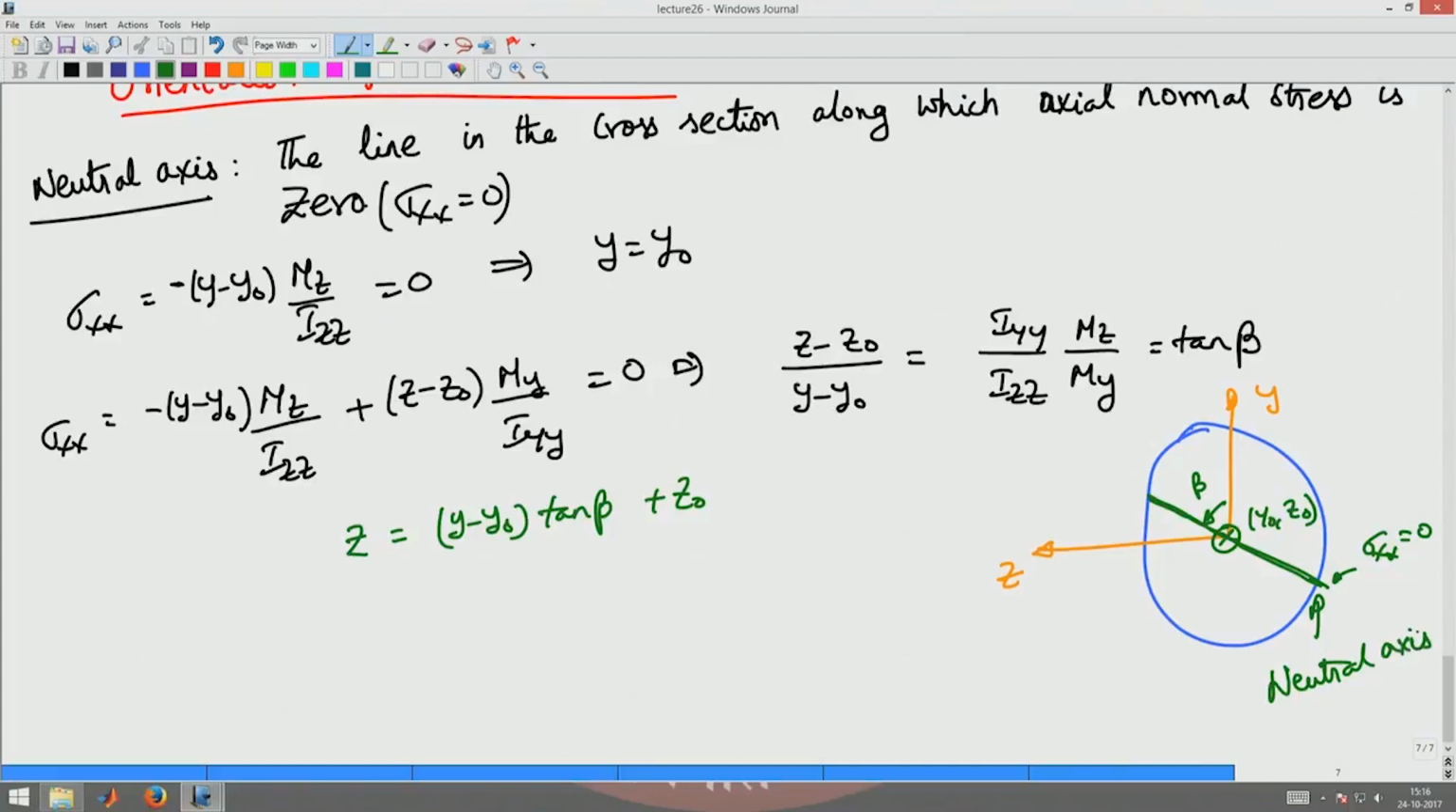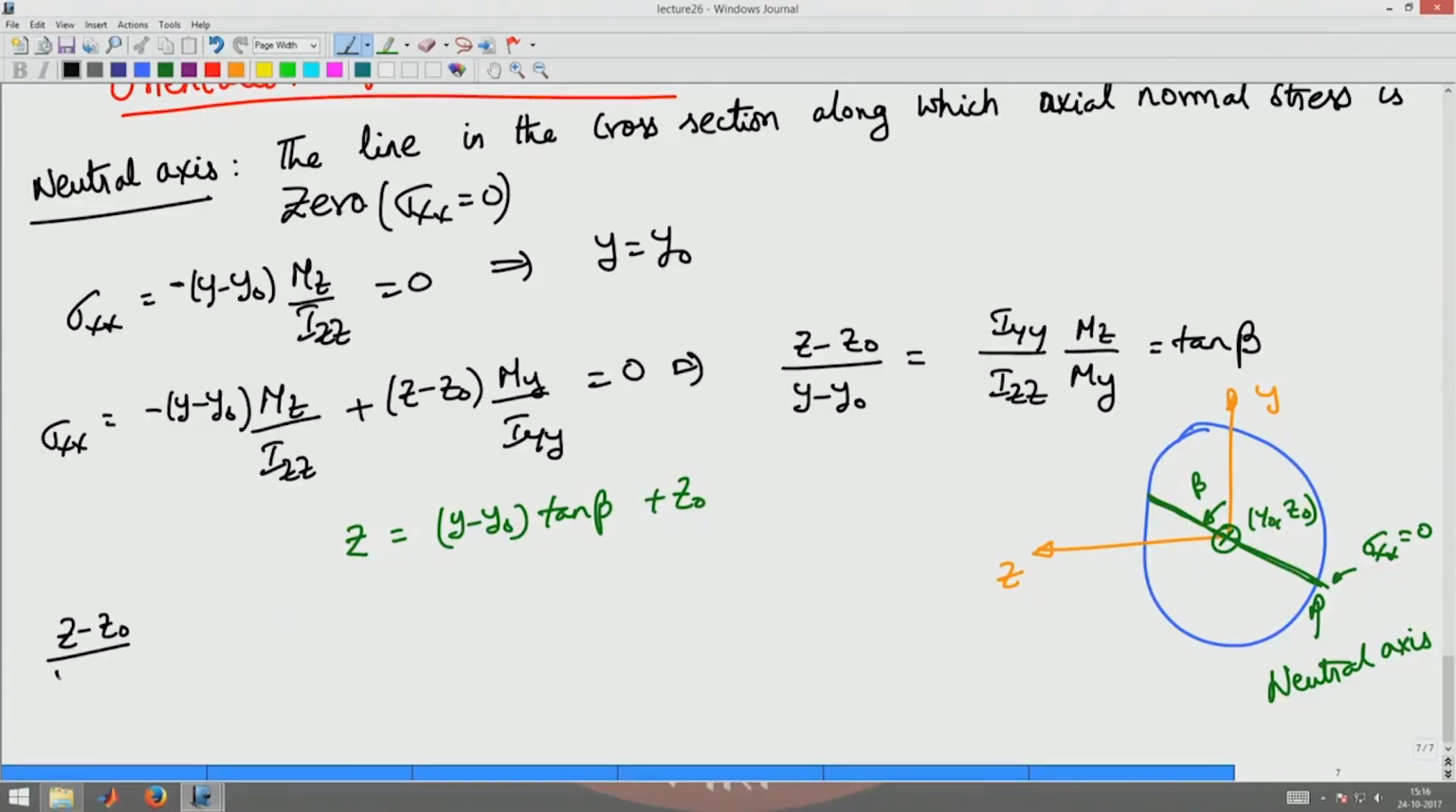Unlike the shear center, unlike the center of the cross section, the neutral axis depends upon the loading. It depends upon the bending moments My and Mz in the cross section, so the orientation of the neutral axis will change with the loading. This is the important point to be noted: the neutral axis is not a geometric property, it is a load dependent property. That represents the equation of the line, the axis about which the axial stresses are 0.